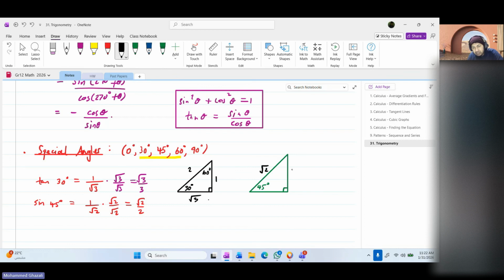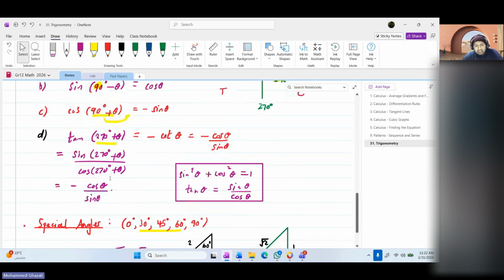That's root 2. This is your general triangle, 1, 1 and root 2. It wasn't like the other way around. So 1, 1 and root 2. Okay, and for 0 and 90, we're just going to use a calculator. So you know what's happening there.